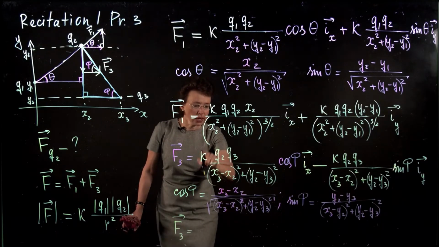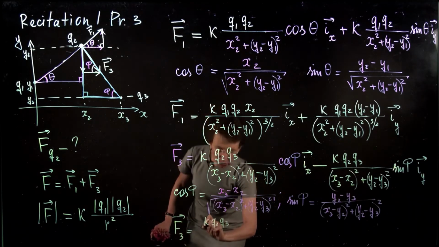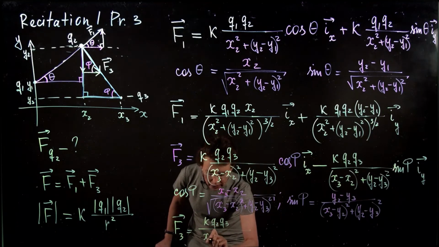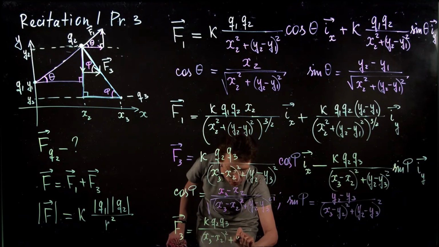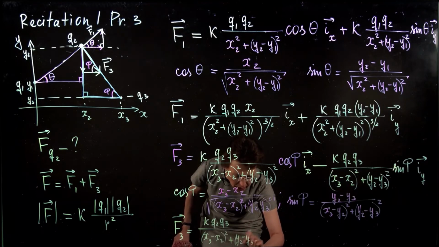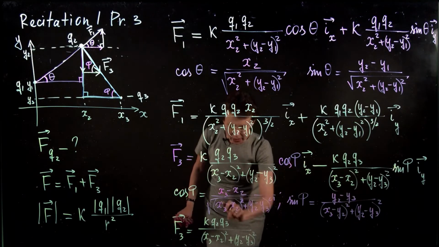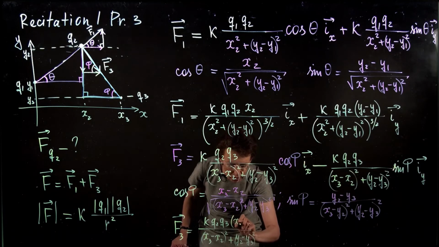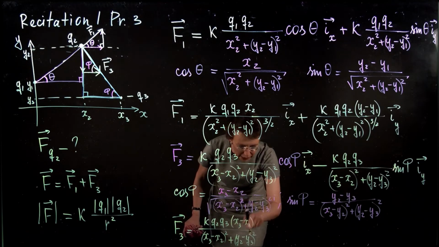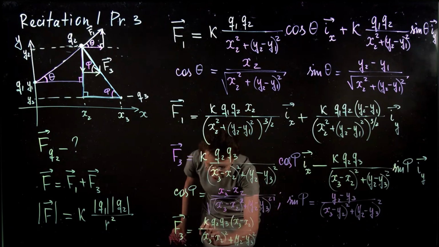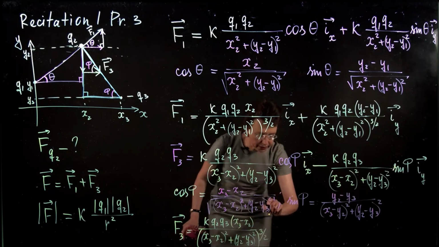F3 as a vector is k q2 q3 divided by x3 minus x2 squared plus y2 minus y3 squared, times cosine phi, which is x3 minus x2 divided by the square root of x3 minus x2 squared plus y2 minus y3 squared, which brings this expression to the power 3/2. And we don't forget ix.